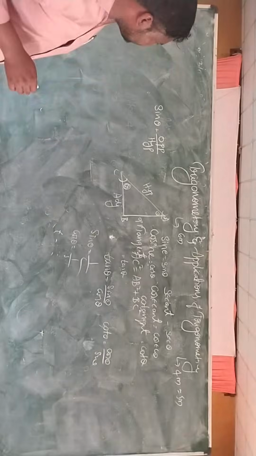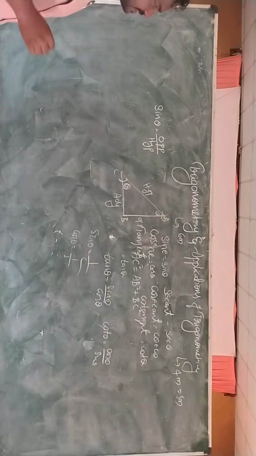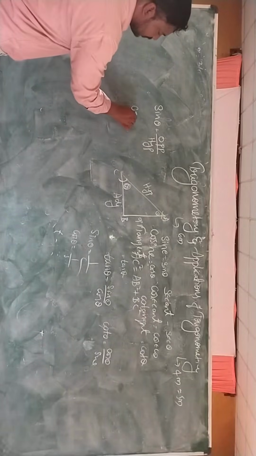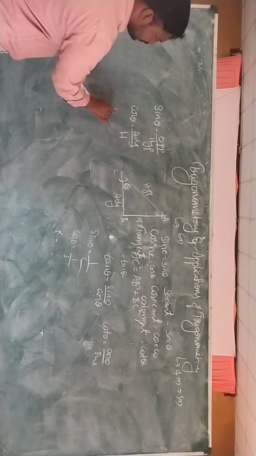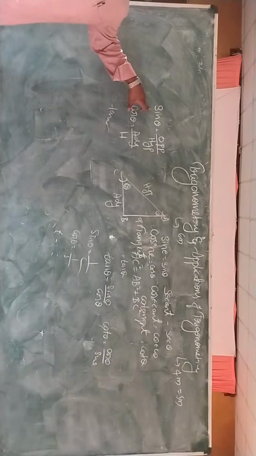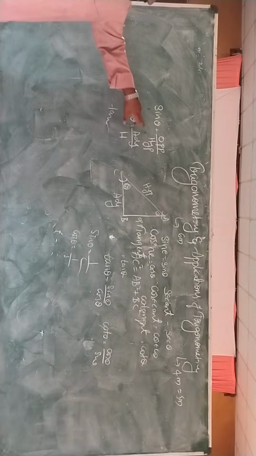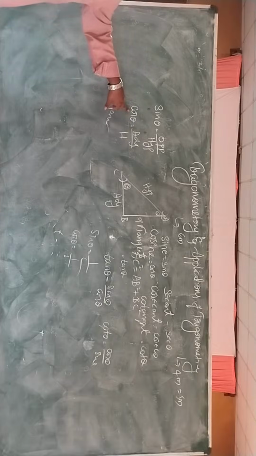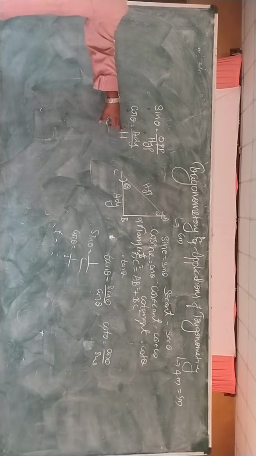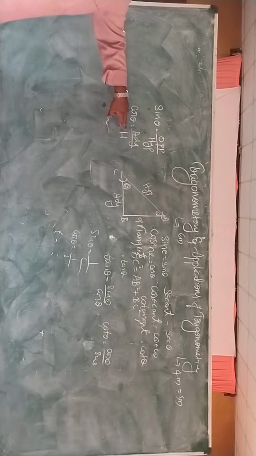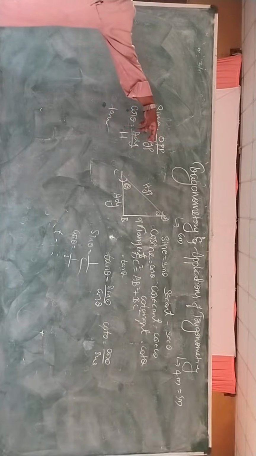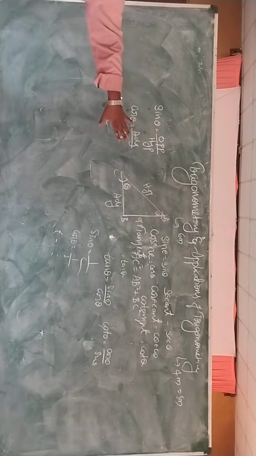Now sin theta is equal to opposite upon hypotenuse, cos theta is equal to adjacent upon hypotenuse, and tan theta is equal to opposite upon adjacent. Cosec is the reciprocal of sin, that is hypotenuse upon opposite. Sec is the reciprocal of cos, that is hypotenuse upon adjacent. And cot theta is the reciprocal of tan, that is adjacent upon opposite.